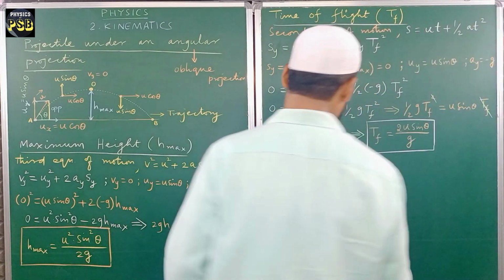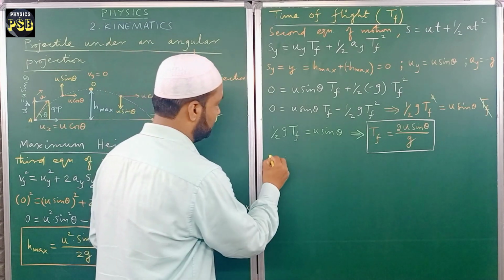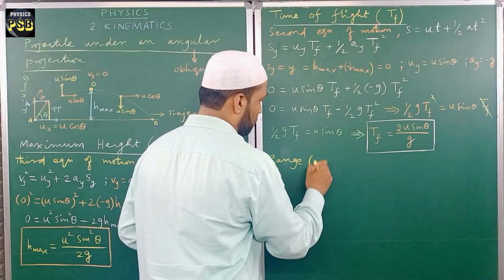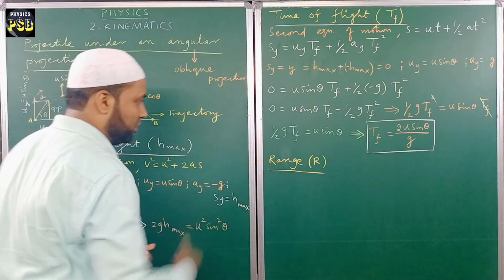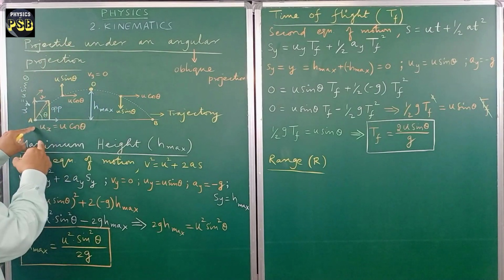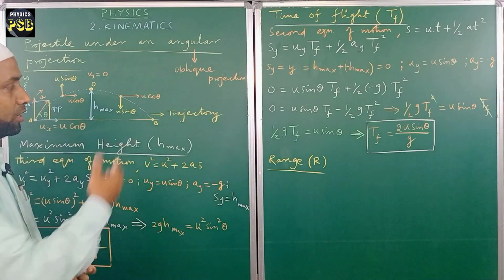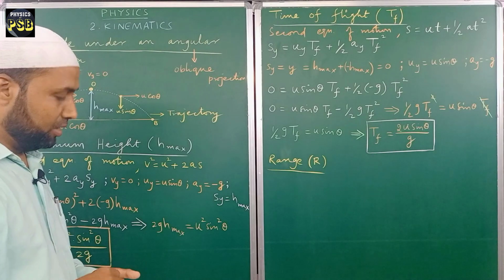Right? Now we will get the expression for range. Range, which is represented by letter R, is otherwise known as horizontal range. What is this? Horizontal range, or just range, is nothing but the distance between A and B in our diagram, and it is defined as the horizontal distance covered by the projectile from the point of projection to the point where it hits the ground during its motion. Okay, so what is a range and how do we get its expression?